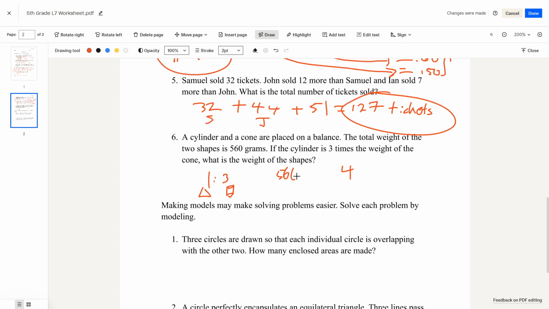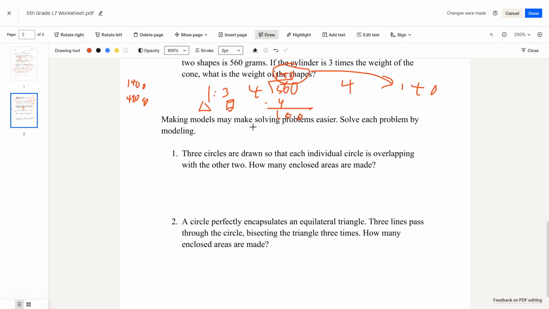560 divided by 4, 4 times 40 is 160. That means the answer is 140. To our division problem here, we take that, we plug it in to the 1. 140 times 1 is 140. 140 times 3, because we need to multiply equally, is equal to 420. So that means our final answer is the cone weighs 140 grams and the cylinder weighs 420 grams.